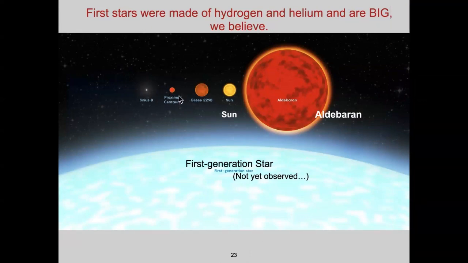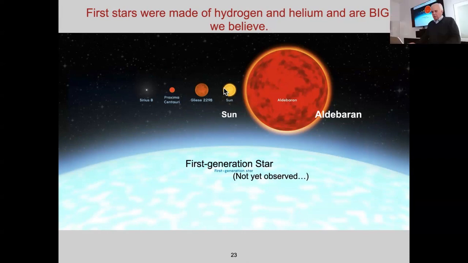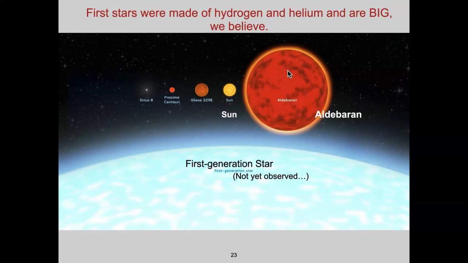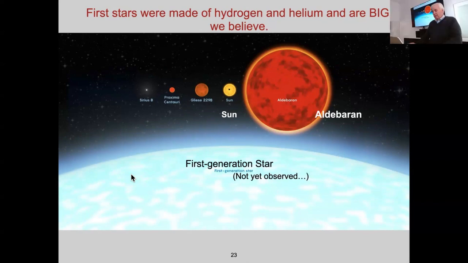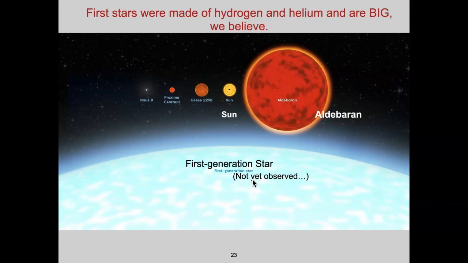Here's some comparing of stars. Here's the sun, and it's sort of an average sized star. Here's Aldebaran, probably a familiar star in Taurus that you know about, a lot bigger star. But the first generation we think is even bigger yet. It's this. Wow. These are really big stars. And that kind of a star, but we have not yet proved that. That's how we think the first stars are going.